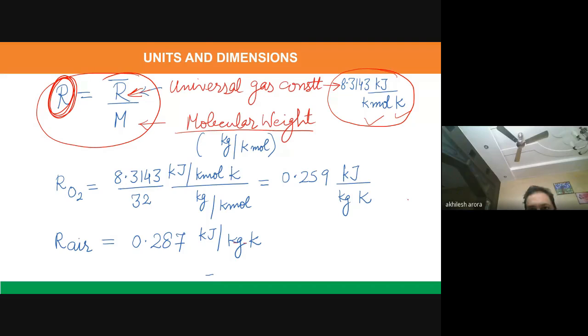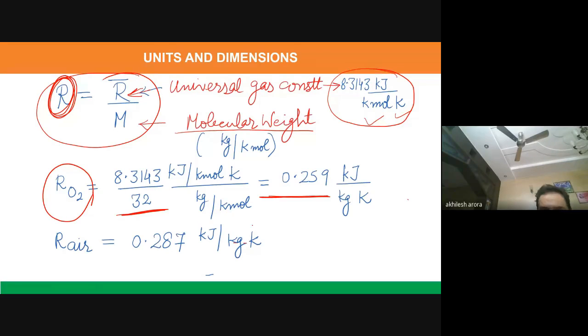Now this is the universal gas constant having a value 8.3143 and the molecular weight. So you can see here, this is the characteristic gas constant for oxygen. For oxygen, molecular weight is 32. So this is the value of the characteristic gas constant for oxygen.